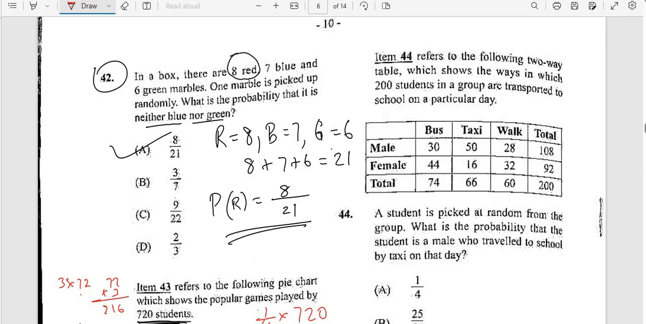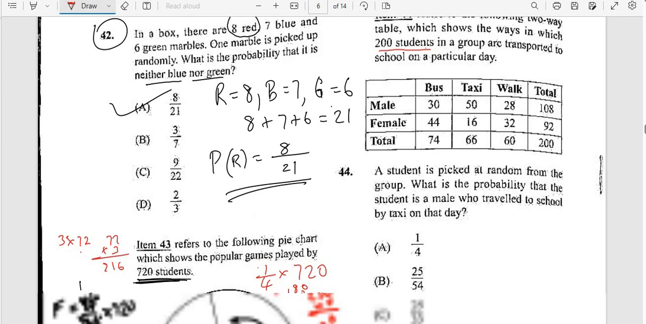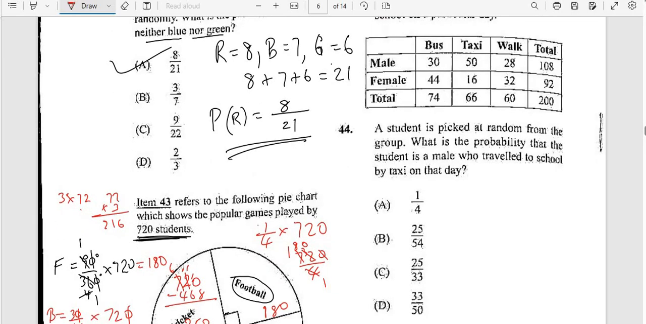Now, it says we have a two-way table which shows the ways in which 200 students in a group are transported to school on a particular day. Alright, so we have 200 students, and we pick one at random from the group. What is the probability that a student is a male who traveled to school by taxi on that day? It's out of 200.